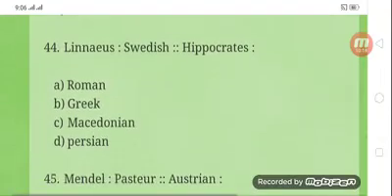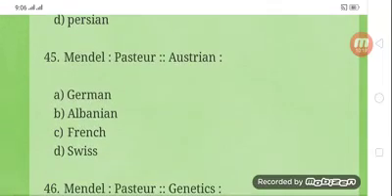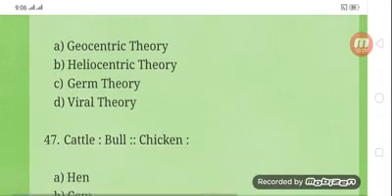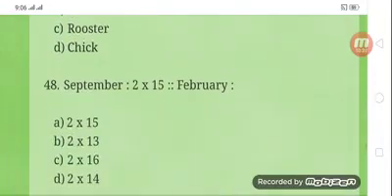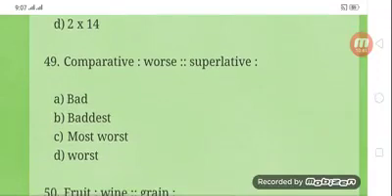Haiku has 3 lines, whereas sonnets has 14 iambic lines. Linnaeus is Swedish and Hippocrates is Greek. Mendel and Pasteur, Austrian. Okay, Mendel is Austrian, whereas Pasteur is French. Mendel studies genetics, whereas Pasteur studies germ theory. Cattle, bull, chicken is rooster, of course. September has 2 times 15 or 30 days, whereas February has 28 or 2 times 14, which is letter D. Comparative is worse, whereas superlative is worst, not baddest.